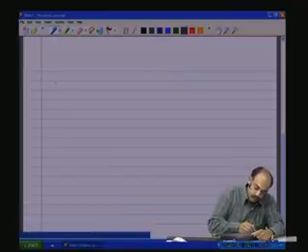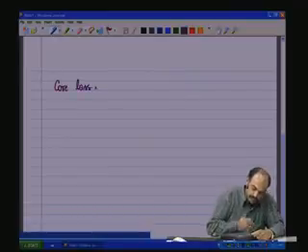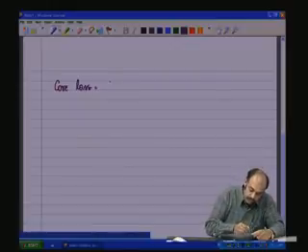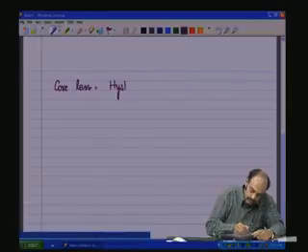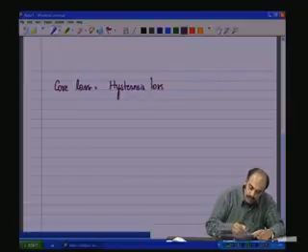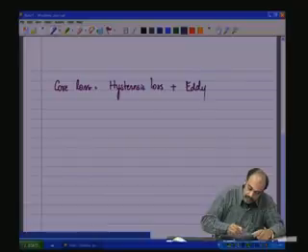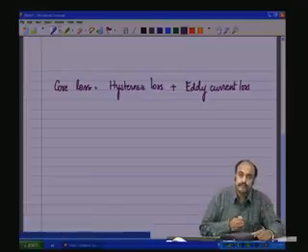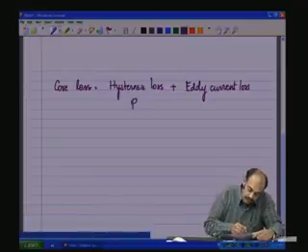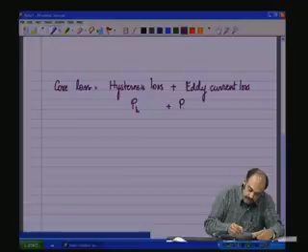So, we have the core losses, which is composed of hysteresis loss plus the eddy current loss. The hysteresis loss plus the eddy current loss together form the core loss.